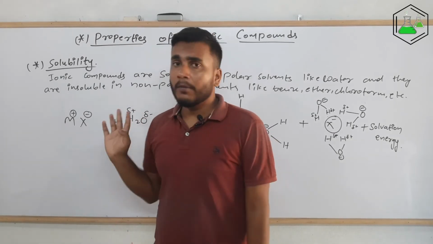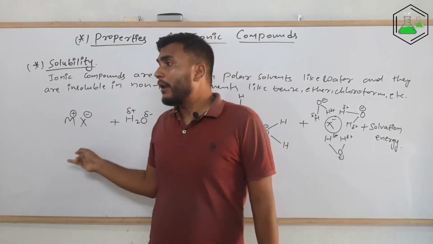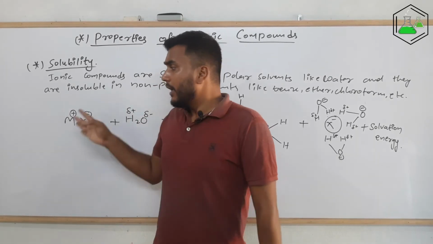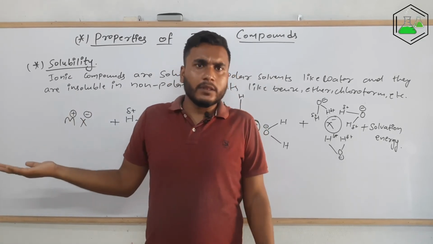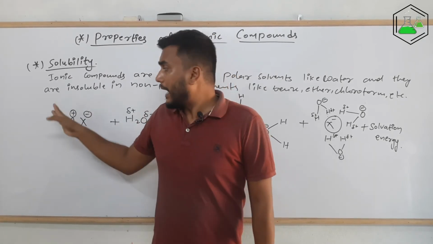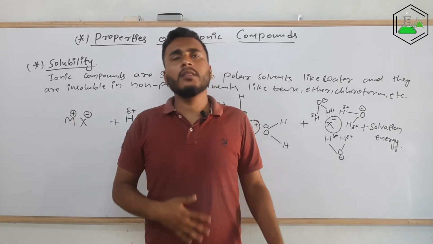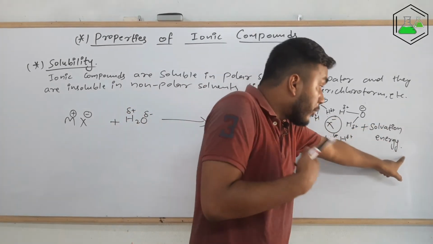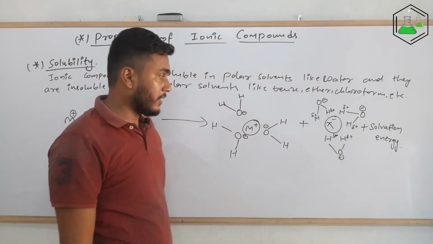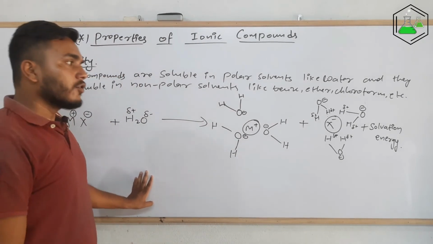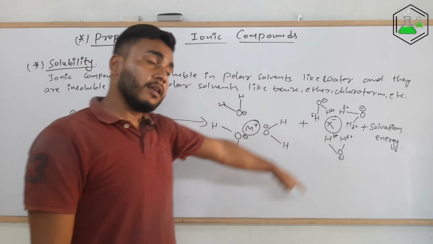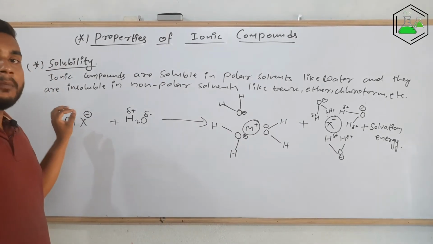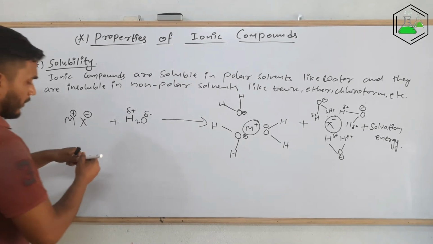Now we know that an ionic compound can be broken by overcoming the lattice energy, right? We need to provide some energy. If that energy exceeds the actual lattice energy of this ionic compound, then this ionic compound will be broken, and in that case the energy provided will be the solvation energy, formed by this interaction. So we can say that if the solvation energy is greater than the lattice energy of this ionic compound, then this ionic compound will be broken and will be soluble.